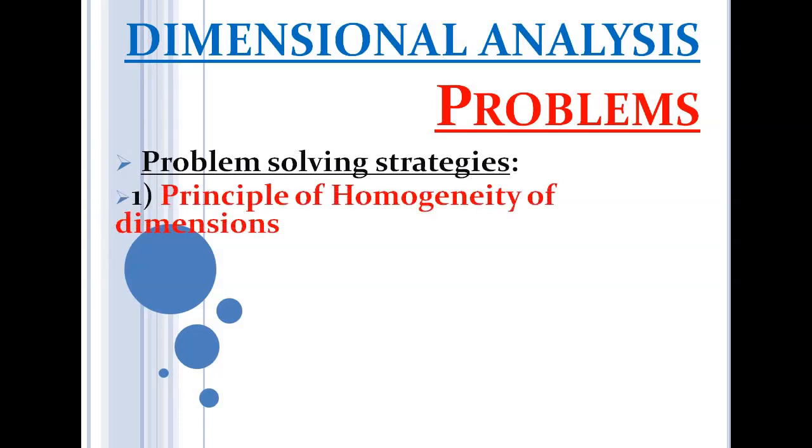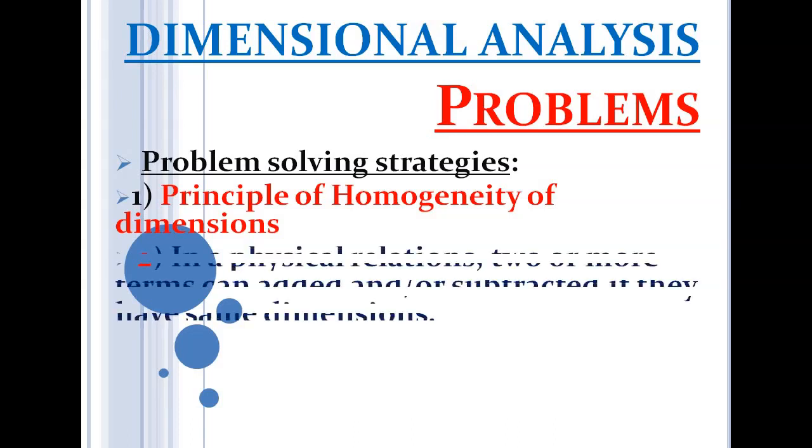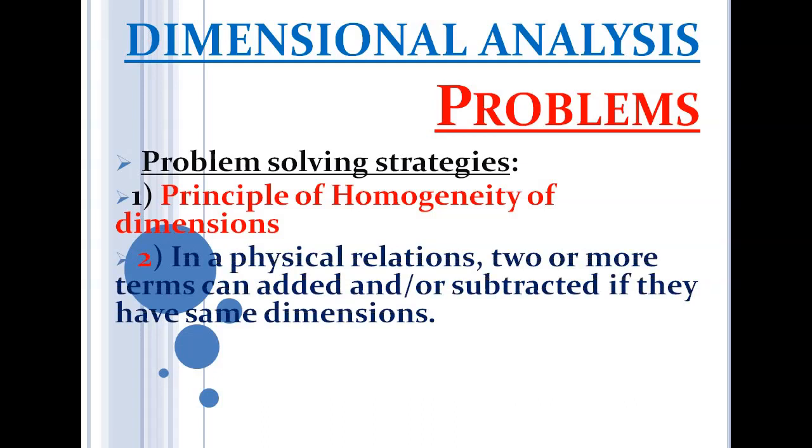You must know about the principle of homogeneity of dimensions. According to the principle of homogeneity of dimensions, each term in a physical relation has identical dimensions. Second point, you must know that two or more terms in a physical relation can be added or subtracted if they have the same dimension. In such conditions, we can add or subtract two or more terms in a physical relation.